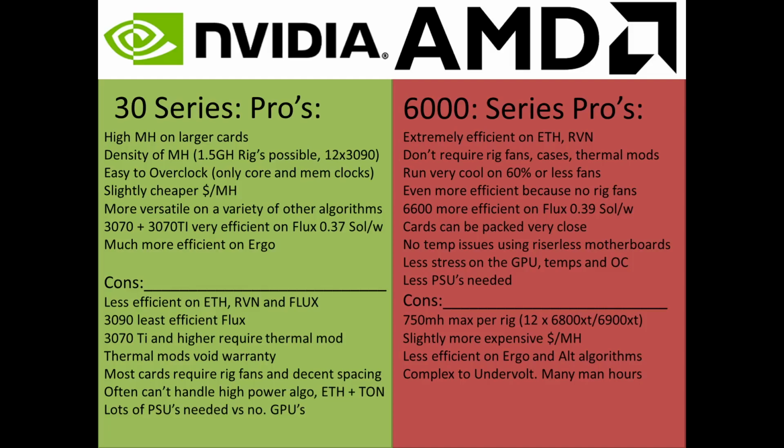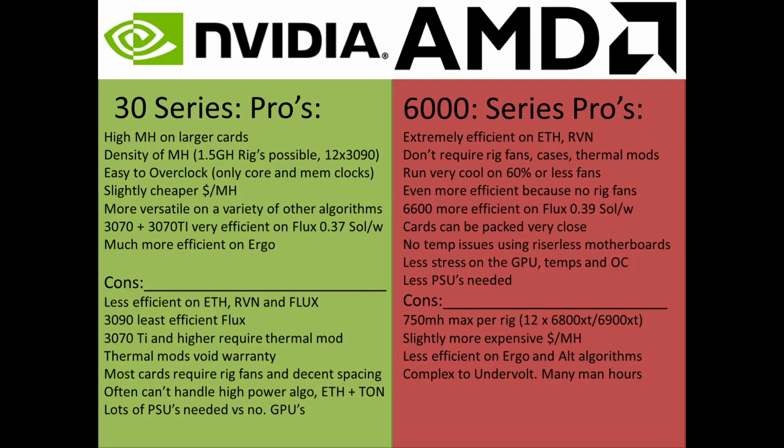The lower end cards are slightly cheaper in terms of megahash per dollar than the 6000 series cards, so it's another positive. Obviously we're only looking at ETH megahash per dollar there. If you look at Ravencoin, they're also cheaper in dollar per megahash. I haven't checked the other two algorithms that we compare here today, but we do look at Flux and Ergo as well. So another pro for the 30 series, they are more versatile on various other algorithms.